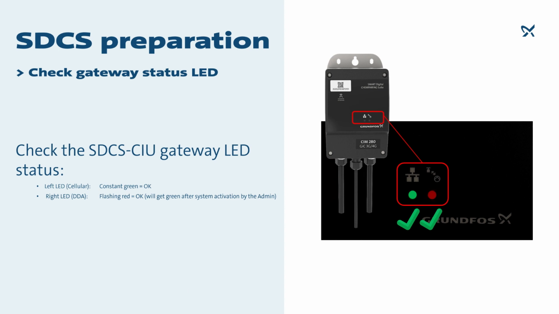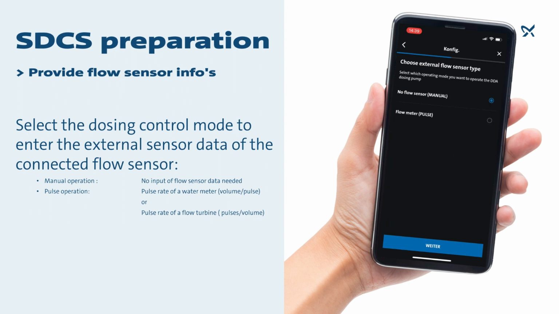The right LED indicates communication status with the dosing pump and should flash red. Only after complete activation by the administrator, the right LED will light up permanently green. Select the operating mode of the dosing pump to enter the information of the connected flow sensor in the next step so that the CHEMPAIRING web portal can calculate the process parameters.